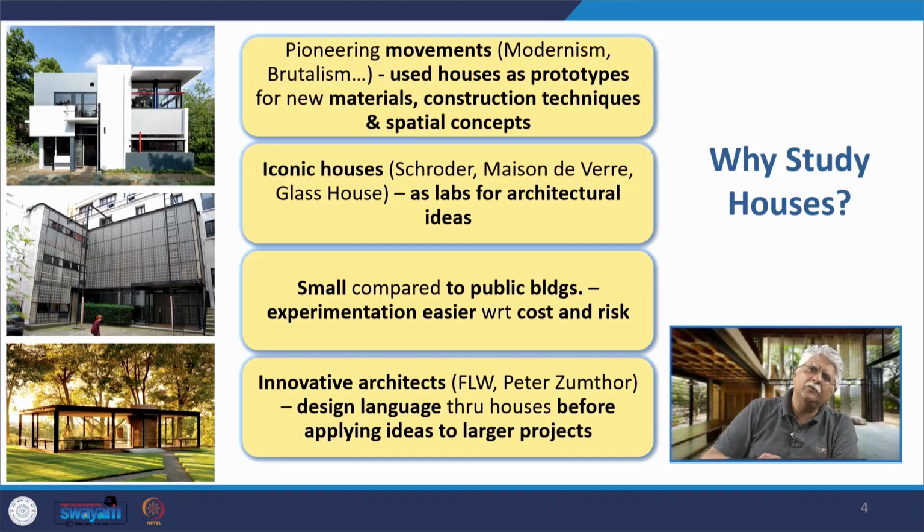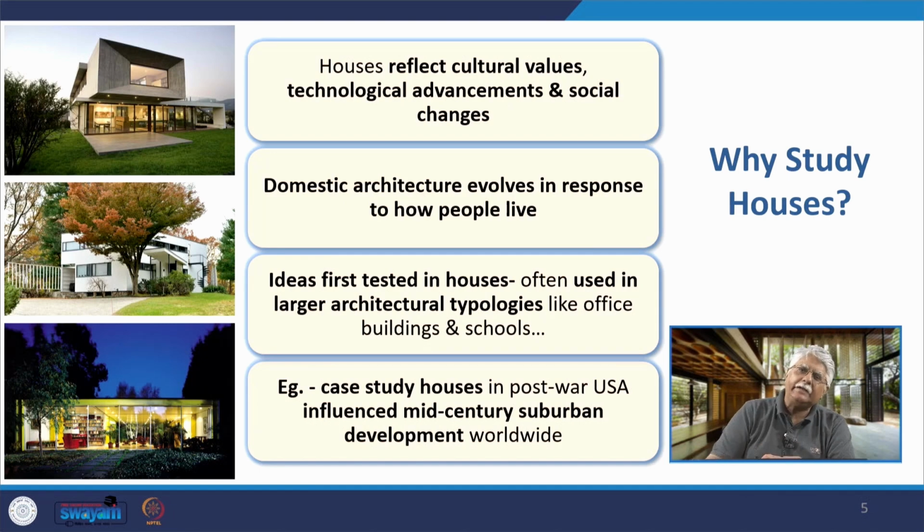Iconic houses like the Schroder House or Maison de Verre or the Glass House by Philip Johnson are labs for architectural ideas. They are small compared to public buildings, so experimentation is easier with respect to the cost and the risks we take while we design the building or erect houses. Innovative architects, starting from Frank Lloyd Wright all the way to modern architects like Peter Zumthor, have evolved design language through houses, and they have applied these ideas later to larger projects. Houses reflect cultural values, technological advancement, social changes. Domestic architecture evolves in response to how people live. So the ideas were first tested in houses and then often used in larger architectural typologies.